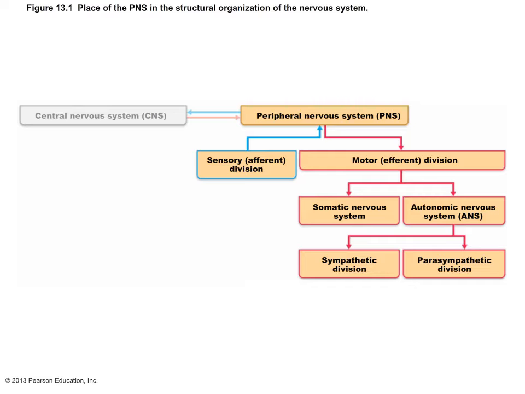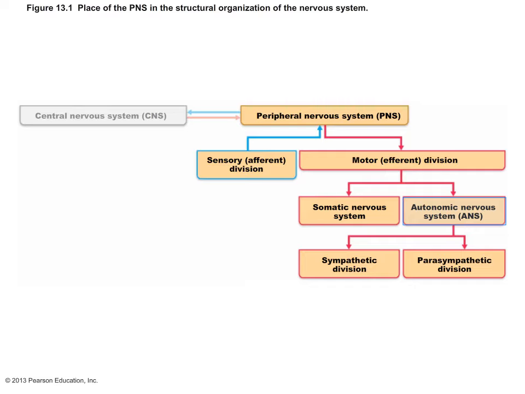Now, the motor subdivision can be further broken down into the somatic motor division and also the autonomic motor division. So the somatic motor division controls voluntary actions in the body, that is, voluntary contraction of skeletal muscle. On the other hand, the autonomic division controls automatic body functions. So this controls things that we do not have voluntary control over, for example, glands and smooth muscle and cardiac muscle.